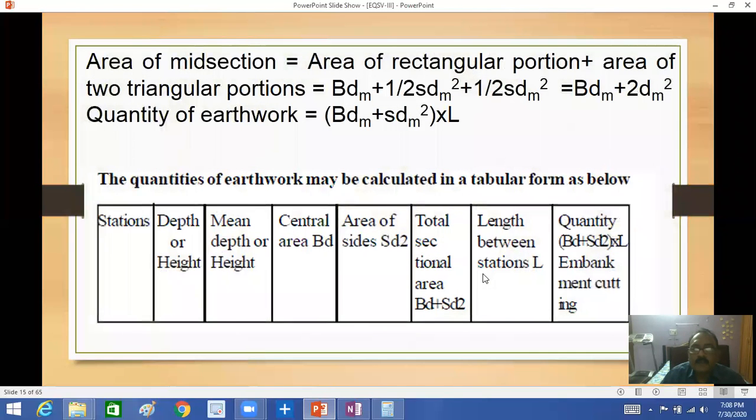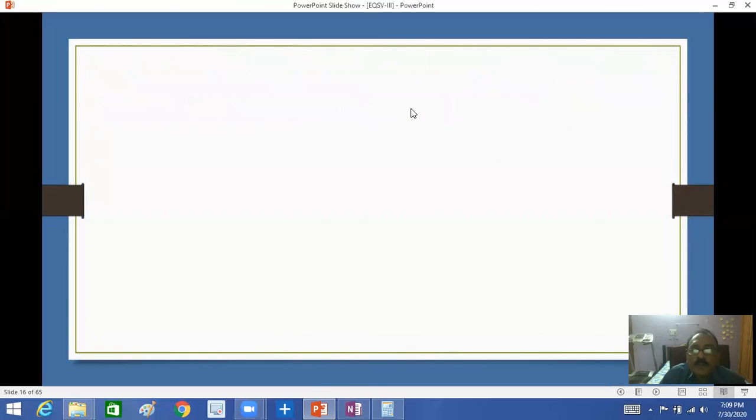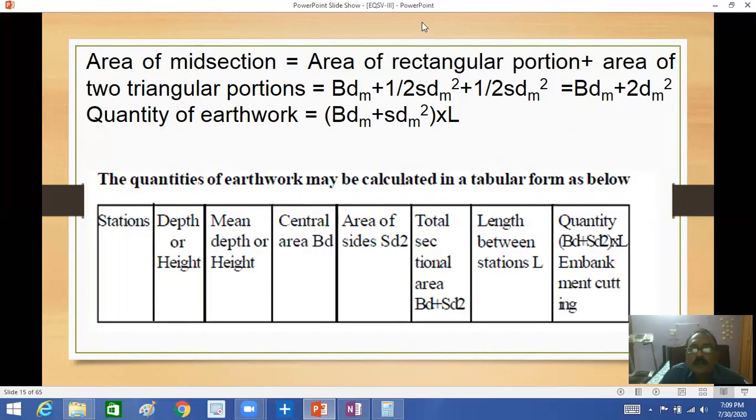Then how to calculate mid-sectional area? Mid-sectional area is, as discussed and explained, BDm plus SDm square. See, quantity of earthwork is BDm plus SDm square. So you have to remember this formula. This formula is very important.